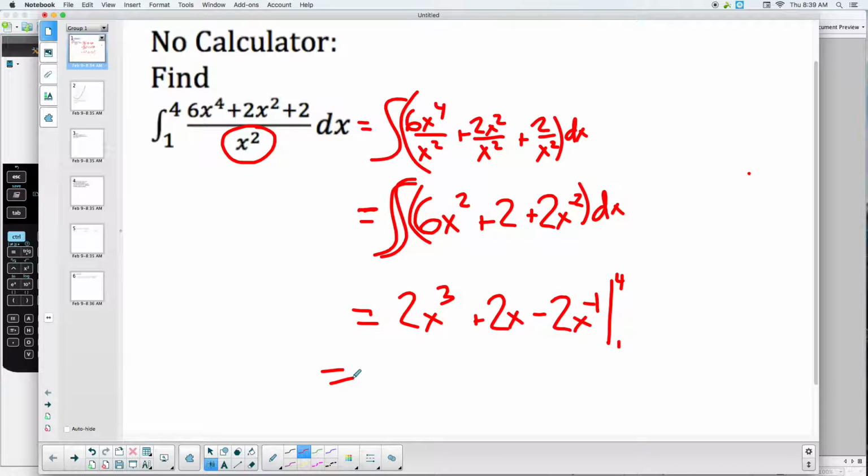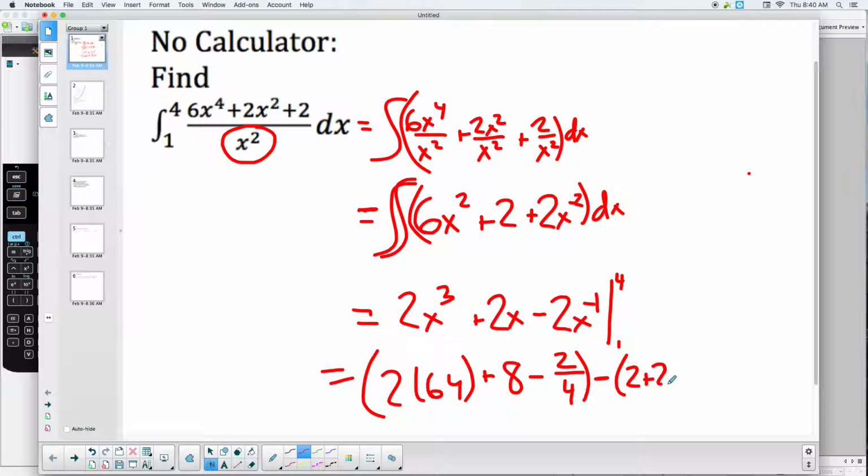Now we'll plug in 4. We plug in 4, we get 2 times 64, because 4 cubed is 64, plus 2 times 4, which is 8, minus 2 over x to the negative 1 is 2 over 4, minus, and then when we plug in 1, we're just worried about the coefficients, 2 plus 2 minus 2.